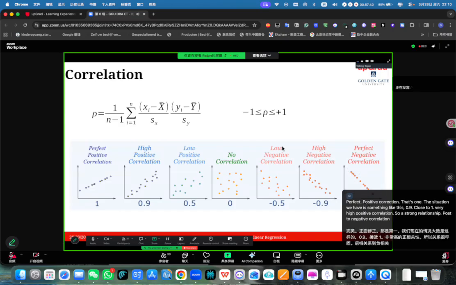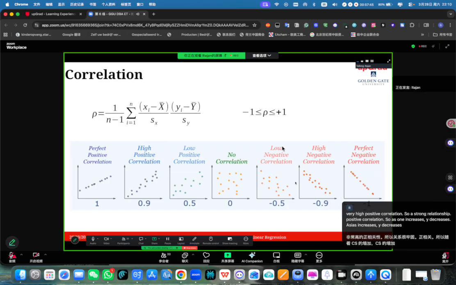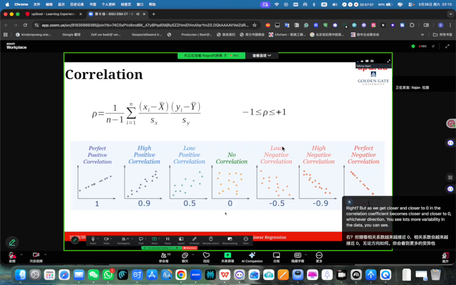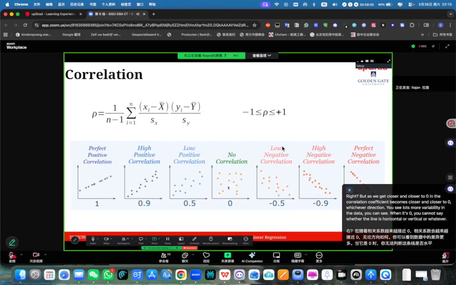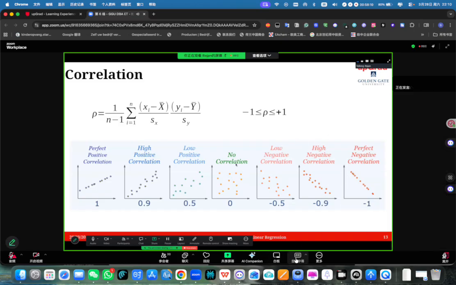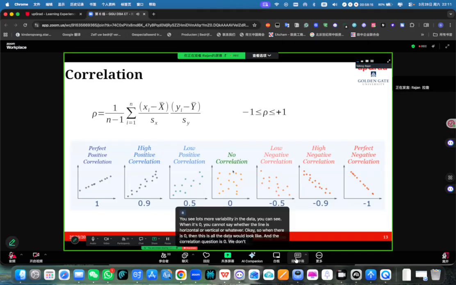Negative correlation: as x increases, y decreases. As x increases, y decreases. Right? But as the correlation coefficient becomes closer and closer to 0, whichever direction, you see lots more variability in the data. When it's 0, you cannot say whether the line is horizontal or vertical or whatever. Okay? So when there is 0, this is how the data would look. When the correlation coefficient is 0, we don't have any relationship.